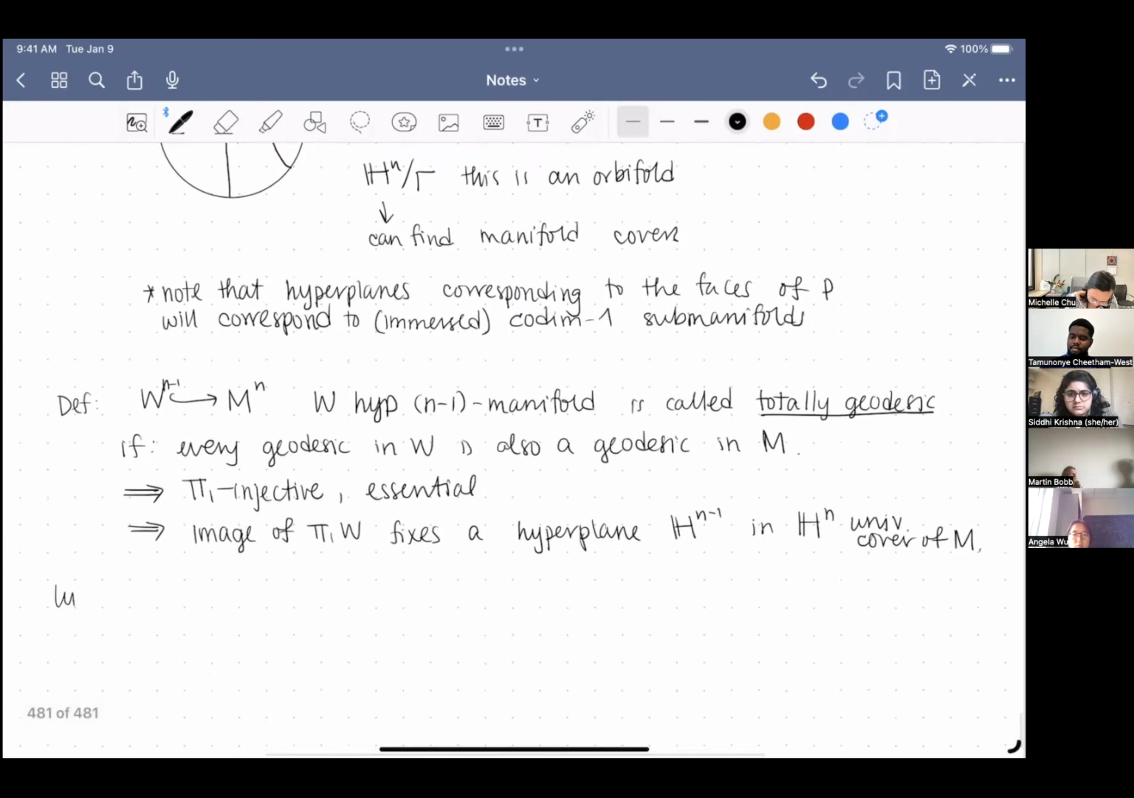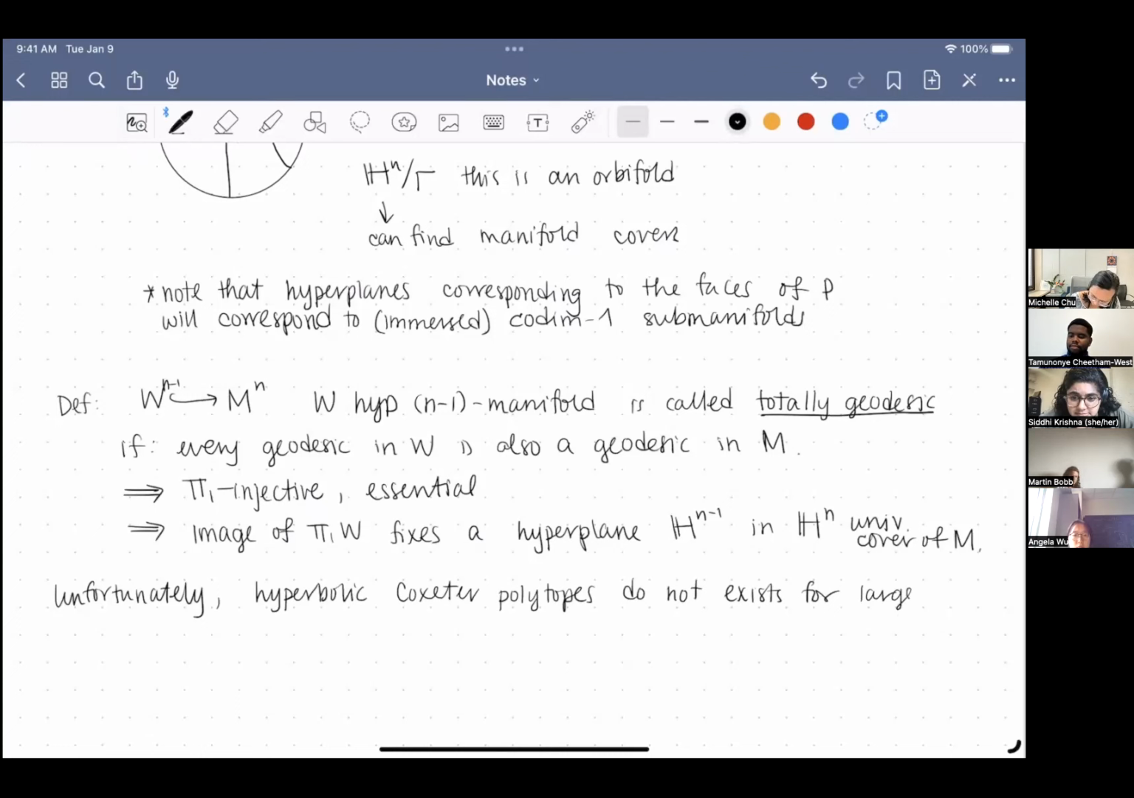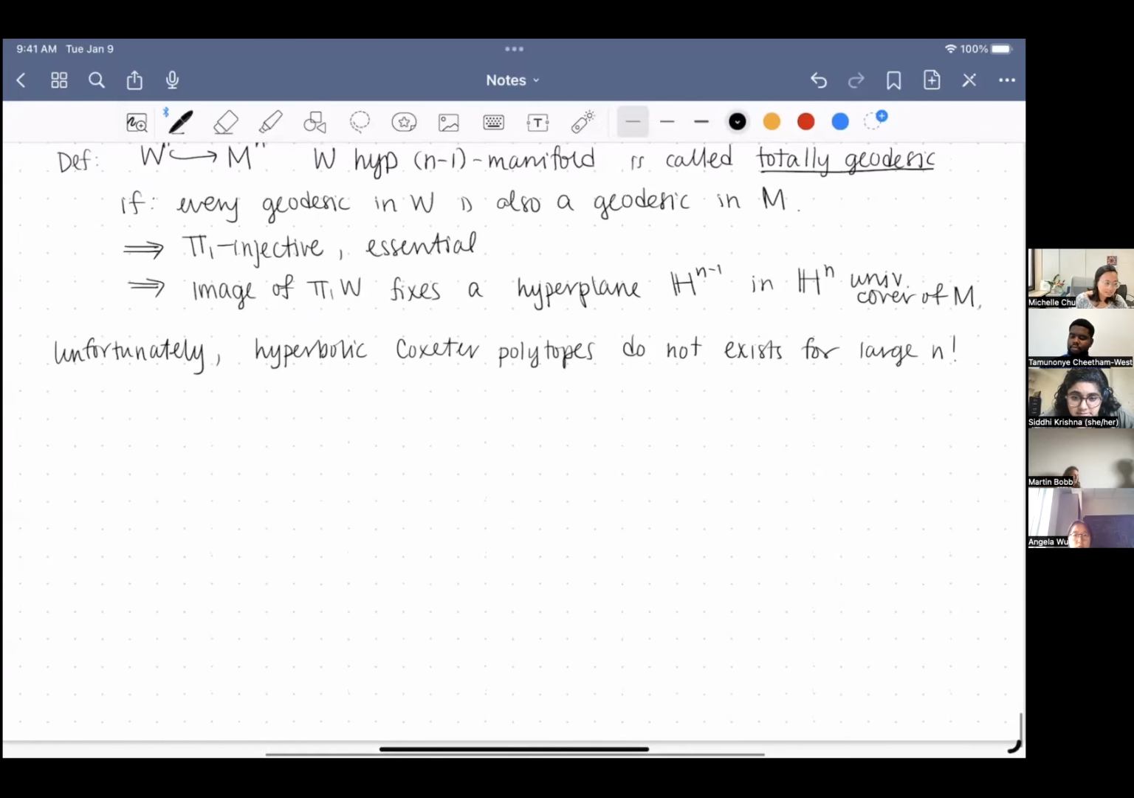But unfortunately, hyperbolic Coxeter polytopes don't exist for large n. Okay, so in fact, this was shown by Vinberg. So this is in the early 1960s, so it's quite a long time ago, that compact Coxeter polytopes don't exist.